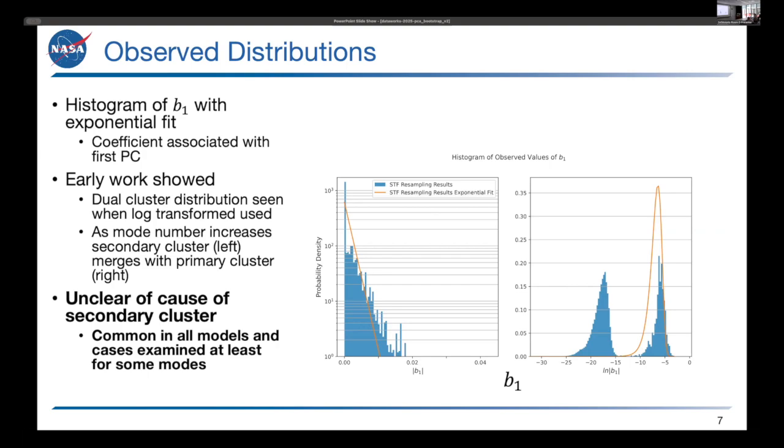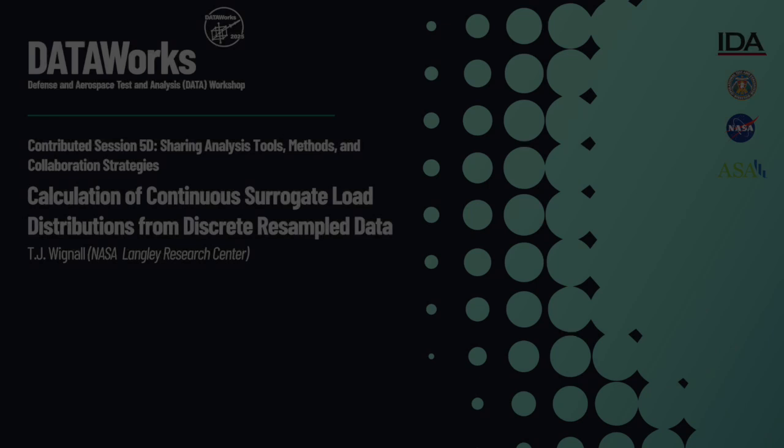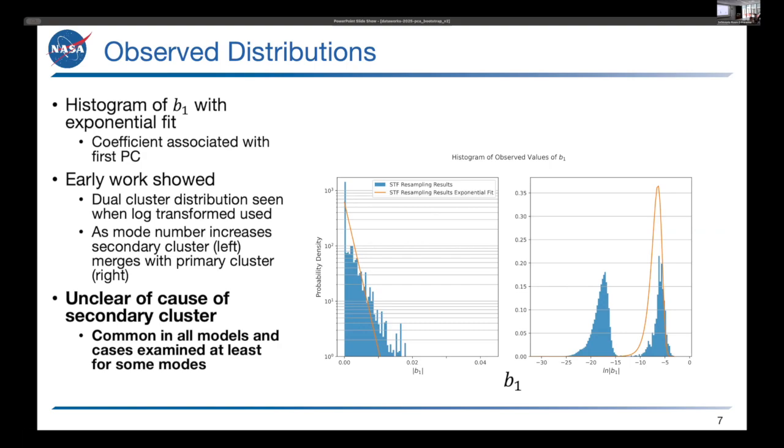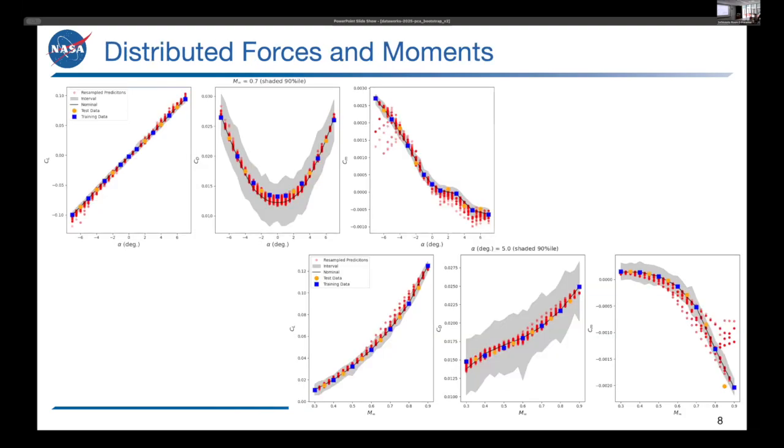As mode number increases, what we see is that the secondary cluster moves closer and closer and eventually merges into the primary cluster. And we have one of these plots for each of our retained modes. It's unclear what causes the secondary cluster, but we did find it was pretty common no matter what knobs and settings we changed. So that will be the focus of the work here, which I'll talk about after this slide.